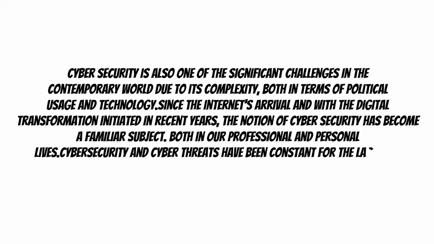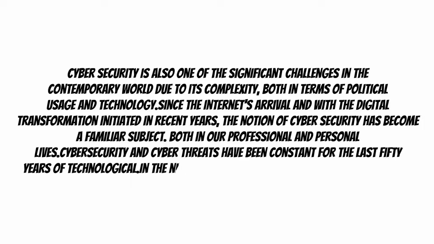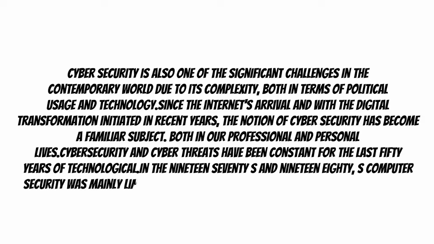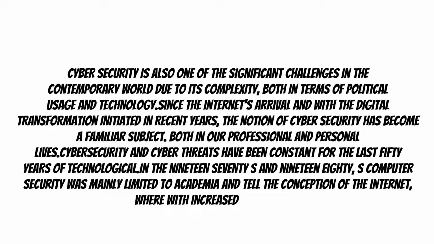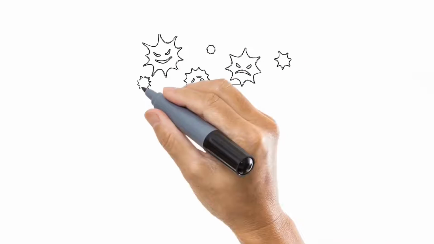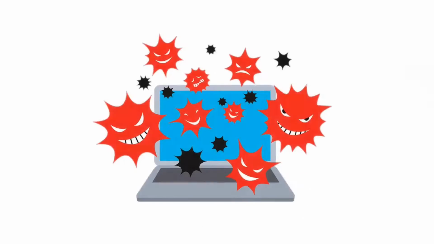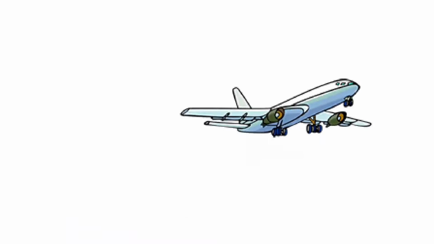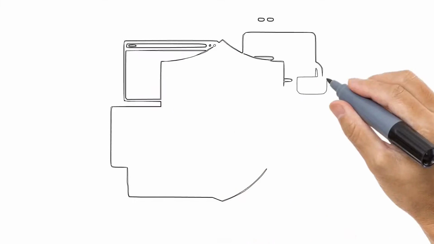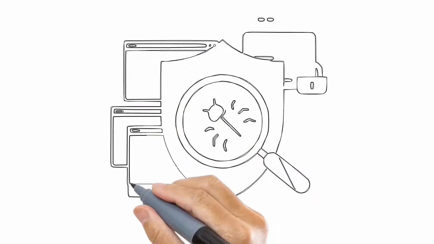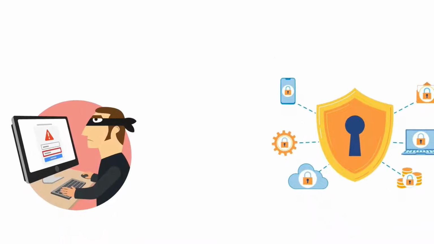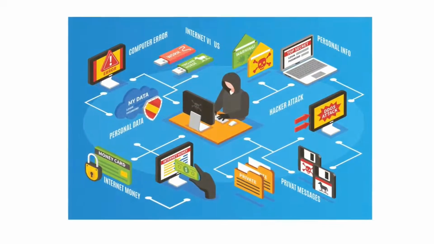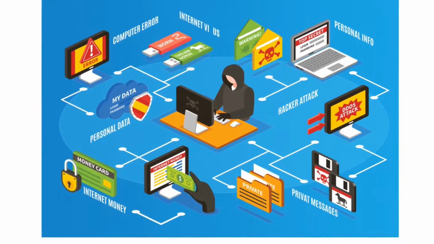Cybersecurity and cyber threats have been constant for the last 50 years of technological change. In the 1970s and 1980s, computer security was mainly limited to academia until the conception of the Internet, where, with increased connectivity, computer viruses and network intrusions began to take off. After the spread of viruses in the 1990s, the 2000s marked the institutionalization of cyber threats and cybersecurity. Finally, from the 2010s, large-scale attacks and government regulations started emerging.